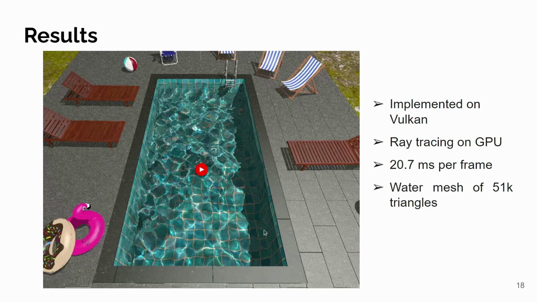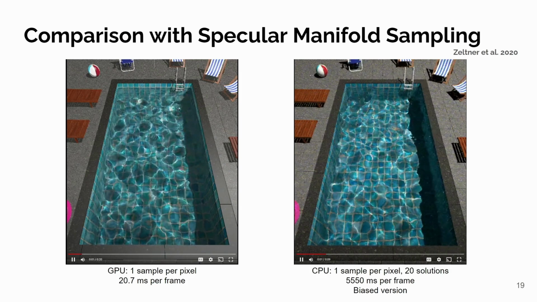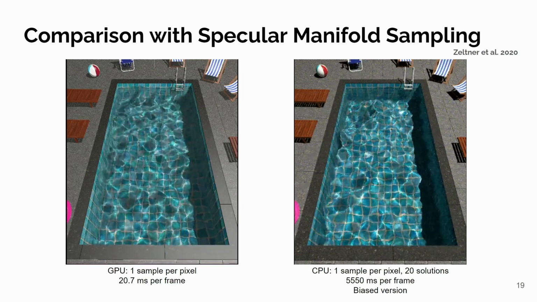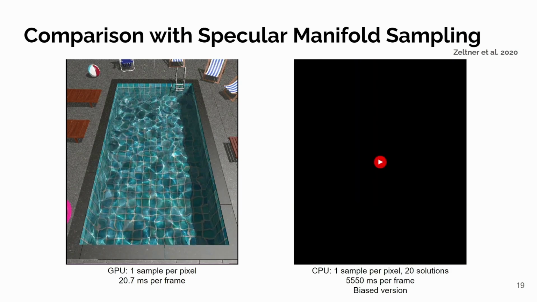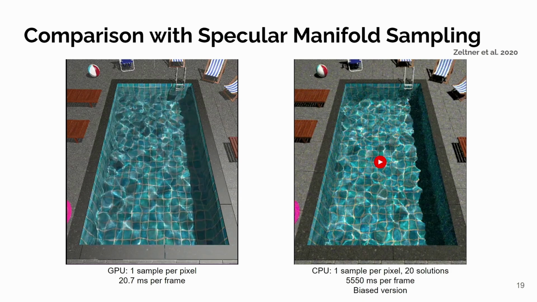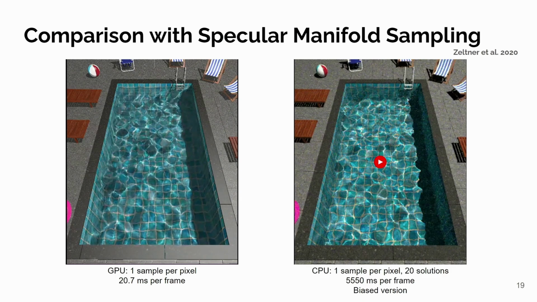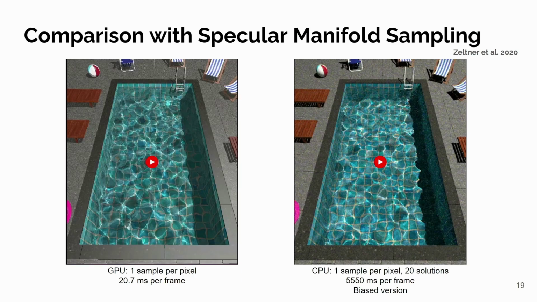We also wanted to do a comparison with the state of the art. Here's a comparison with specular manifold sampling. This method is not on GPU, it's on CPU, done in Mitsuba. Here it's actually not really animated; it's a compilation of several images, and each image takes 5K milliseconds per frame. So you can see the results are similar.